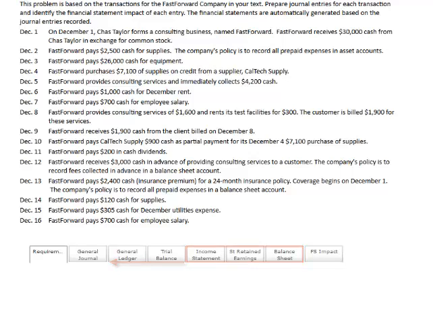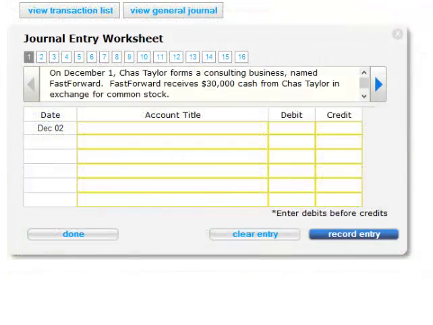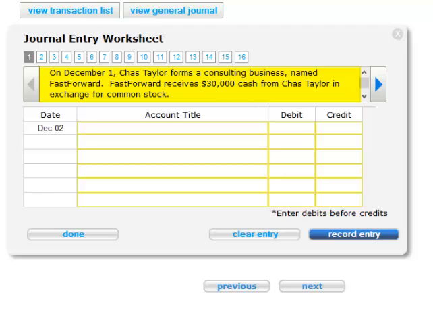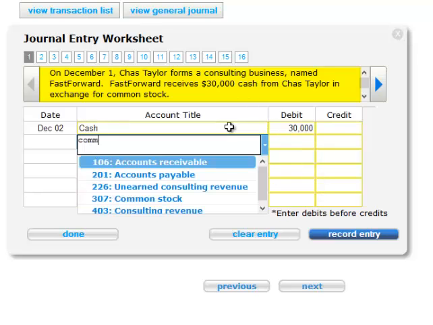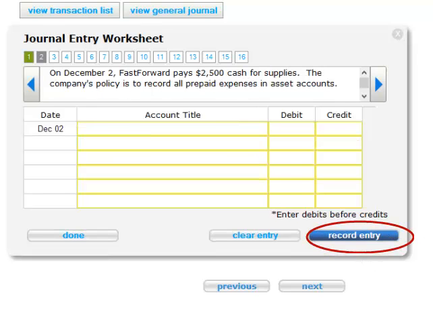transactions. Each question begins with the preparation of journal entries. We click on the General Journal tab. We read the transaction. On December 1st, Chaz Taylor forms a consulting business named Fast Forward. Taylor invests $30,000 cash in the new company in exchange for common stock. We debit the asset cash, $30,000, and credit the common stock account. To complete the transaction, we click Record Entry, and the next transaction appears.